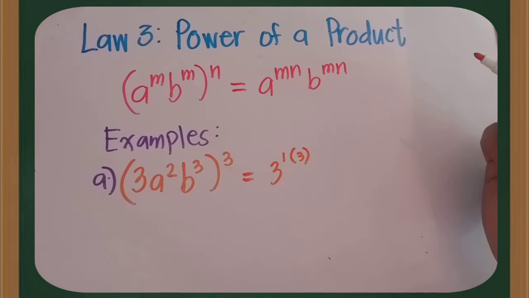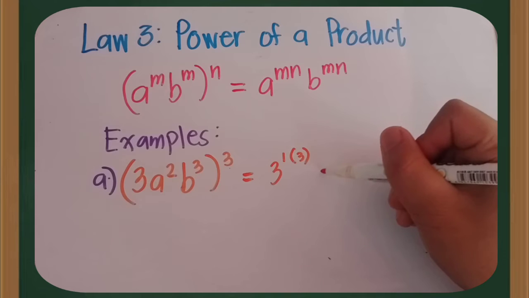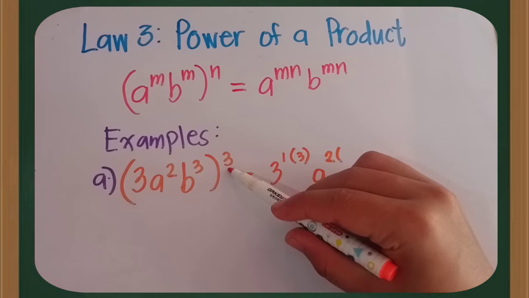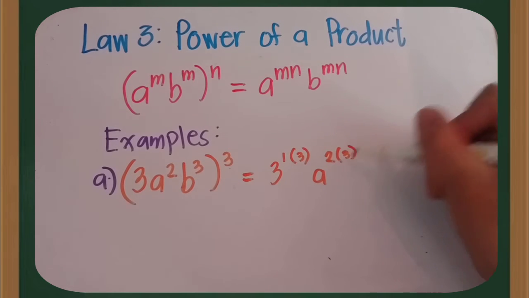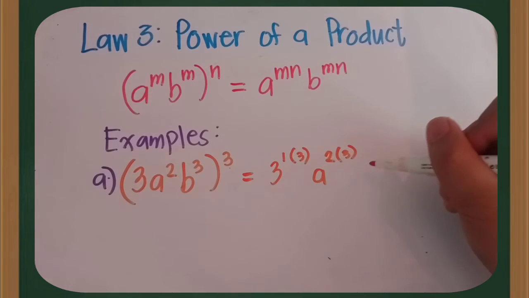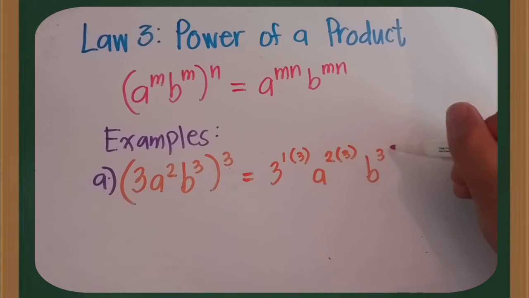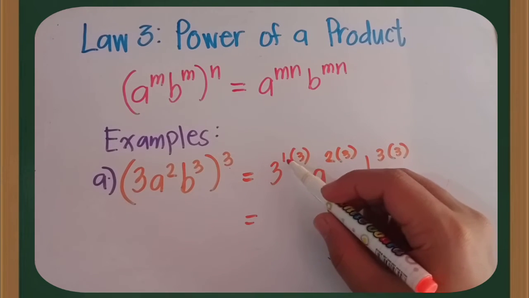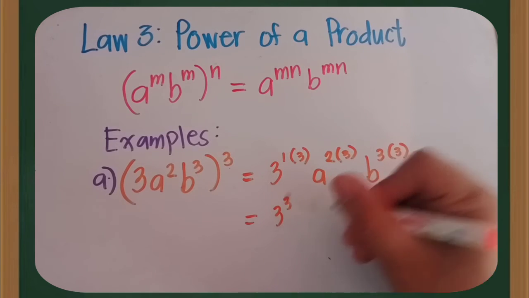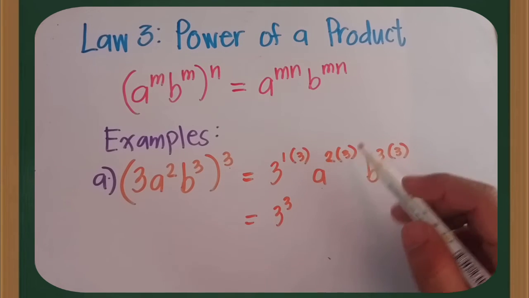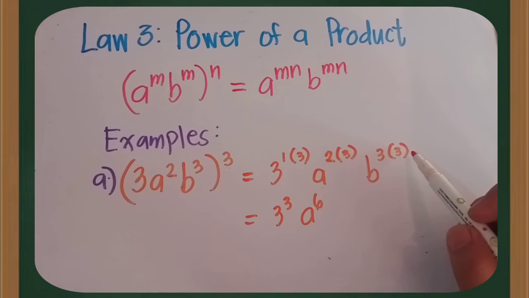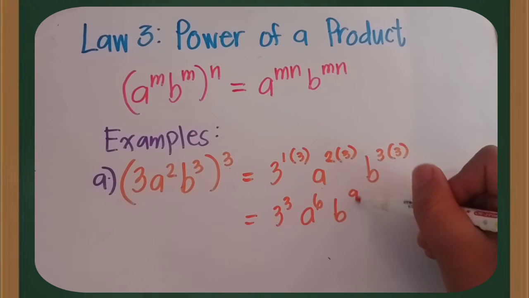Am I clear? Okay, we have next a squared, or a raised to the power of 2, times the exponent on the outside, which is 3. And next we have b raised to the power of 3 times the exponent on the outside, which is also 3. Okay, so let's simplify. So 3 raised to the power of 1 times 3, that's 3 raised to 3. And a raised to the power of 2 times 3, that's a raised to the power of 6. And b raised to the power of 3 times 3, that's b raised to the power of 9.